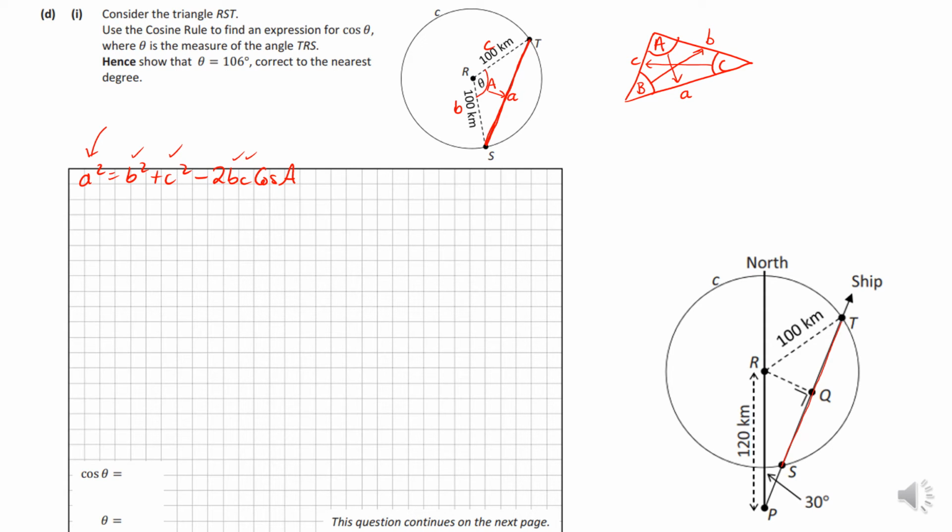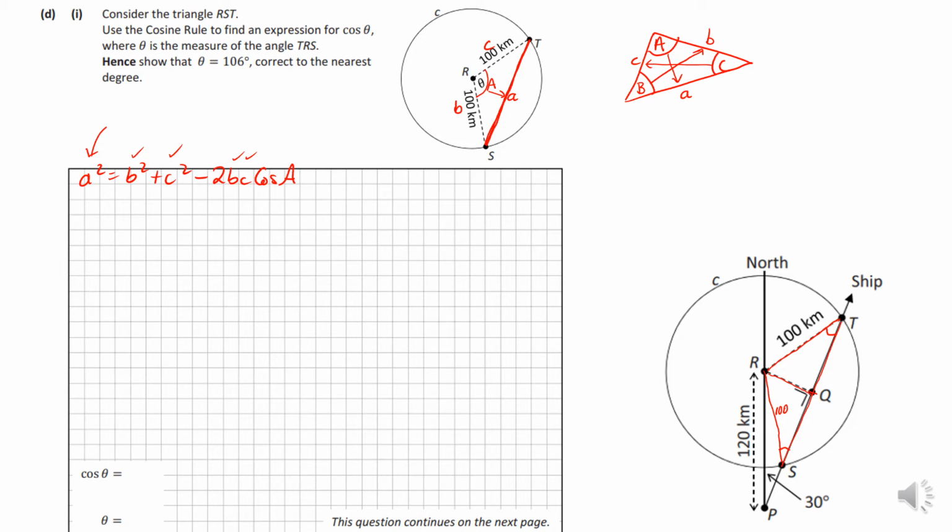Alright, so let's look at our triangle TRS. So I'll just add in this line here, and that line I've just drawn is a radius, so it's 100 kilometers. So actually what we have in the triangle TRS is an isosceles triangle where two of the sides are the same, meaning that two of the base angles there are the same, and also this 90-degree line splits the line T to S exactly in half.